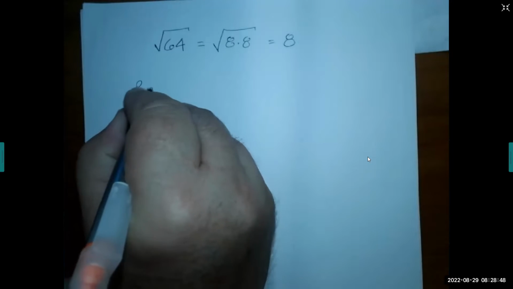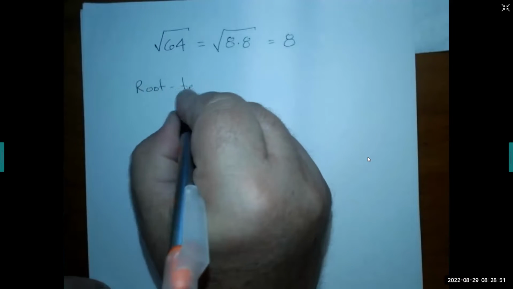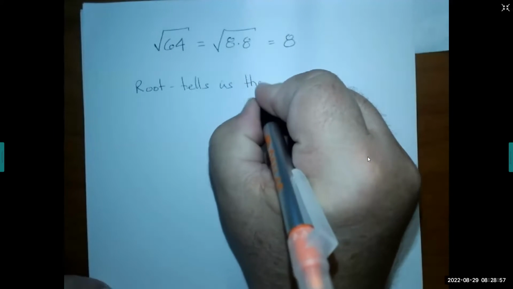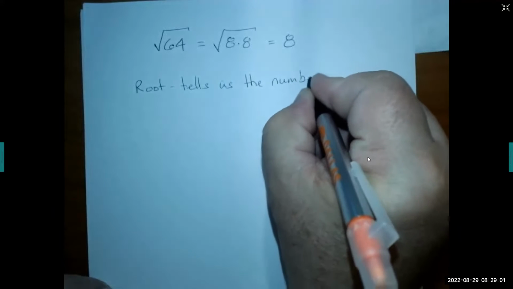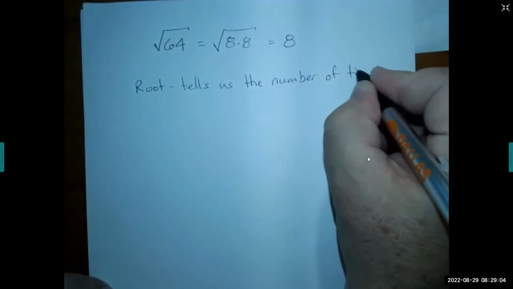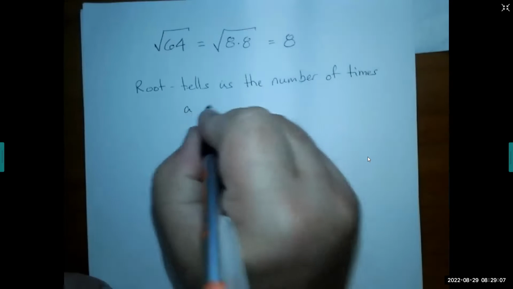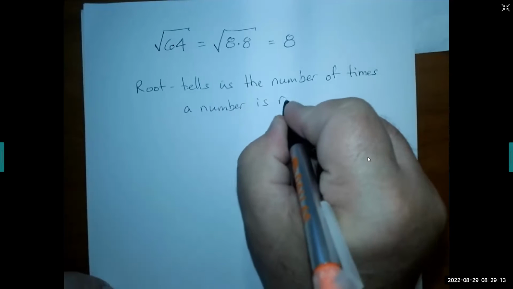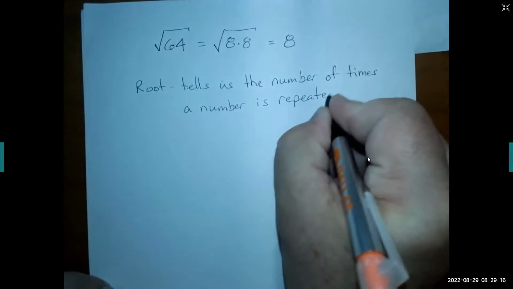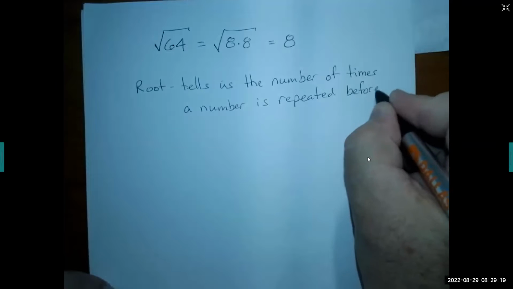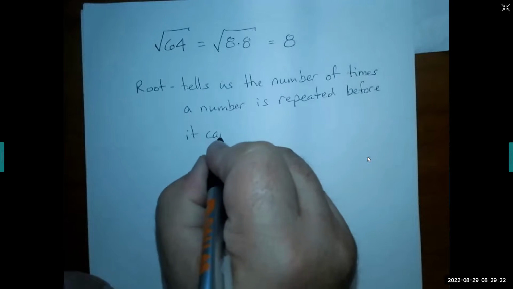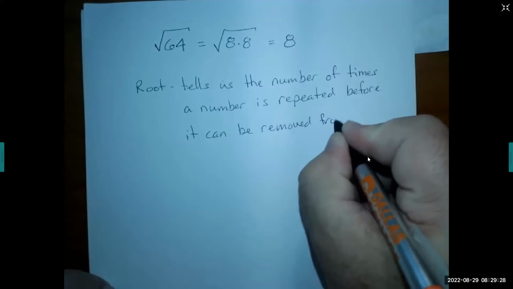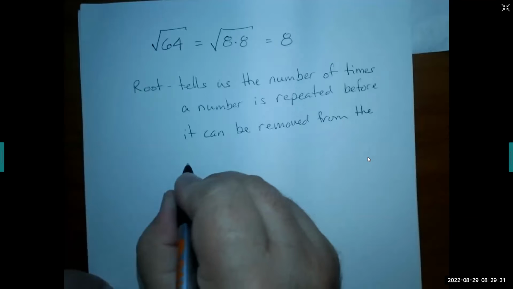So basically, the root tells us the number of times a number is repeated before it can be removed from the radical.